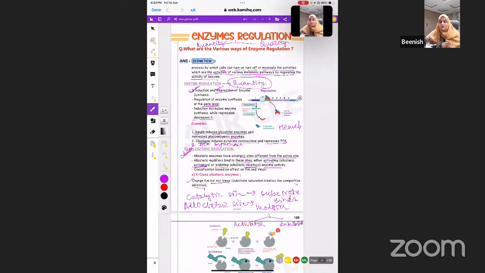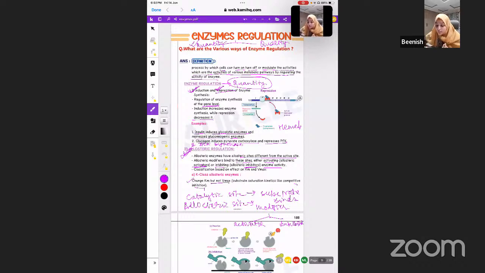Once again, I'll briefly repeat it and then end the class. So enzyme regulation can either be brought about by controlling the quantity or controlling the quality, like I said. So when you're trying to control the quantity, what are you trying to control? You're trying to control the enzyme synthesis. And that is brought about by induction and repression. And this is taking place at the genetic level.